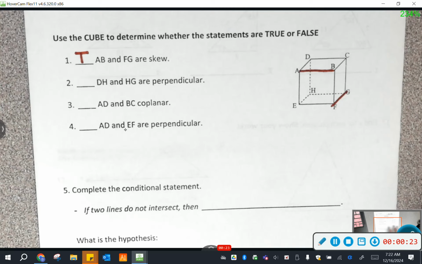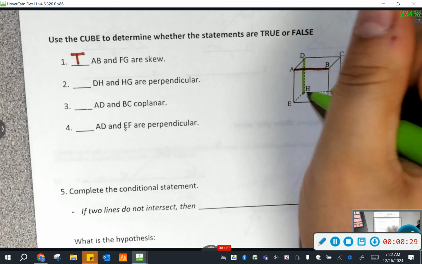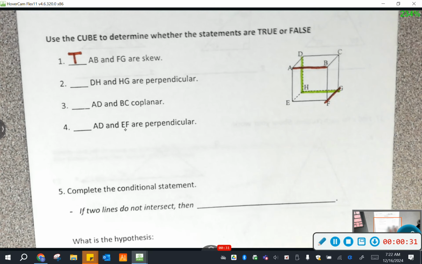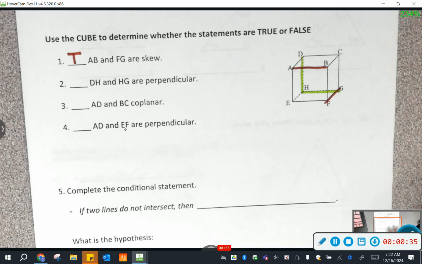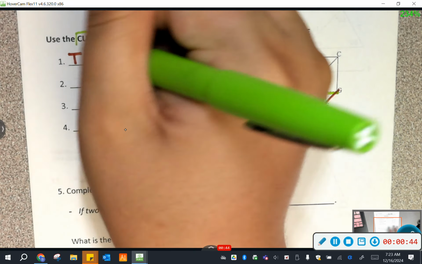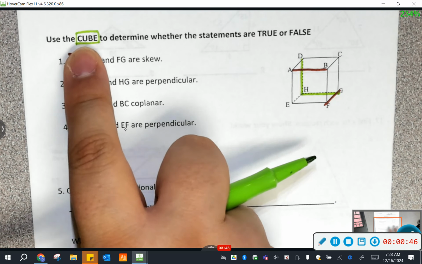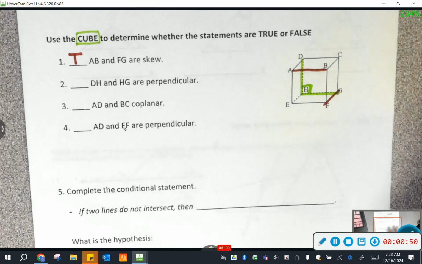Are DH and HG, I'm going to use a different color. Here's DH. Here's HG. Are they perpendicular? True or false? So, normally, what do I say about perpendicular? You cannot assume. However, what shape is this? It's a cube. And what do we know about cubes? They are made of squares. So that one is actually true.